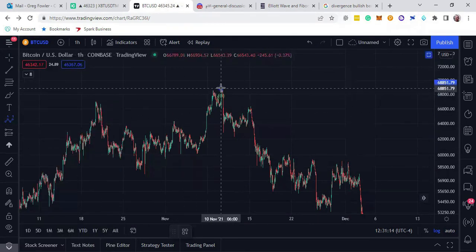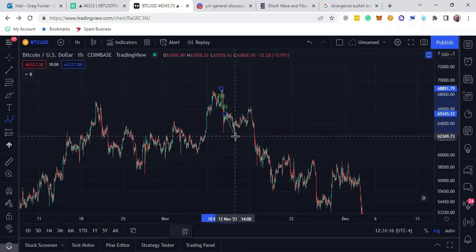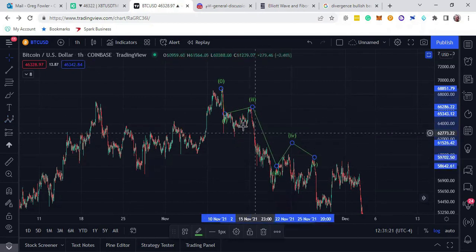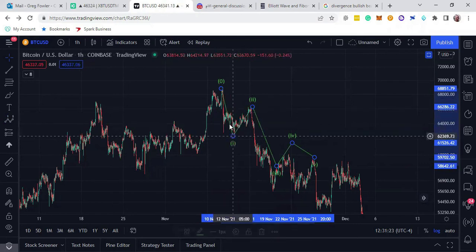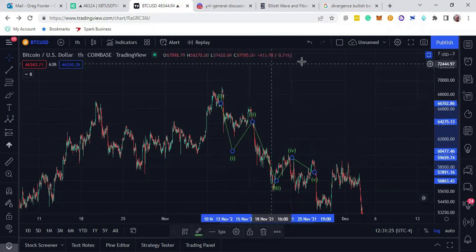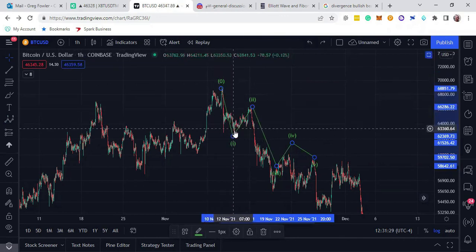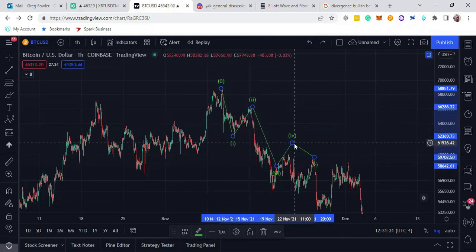Because they're fractals. So that 5-wave will be a 3, 4, 5, for example. That will be a fractal. So the 5-wave move in there is a fractal of that move. They're all fractals. So a 5 in there, a 3 in there. This is a 5 in there.